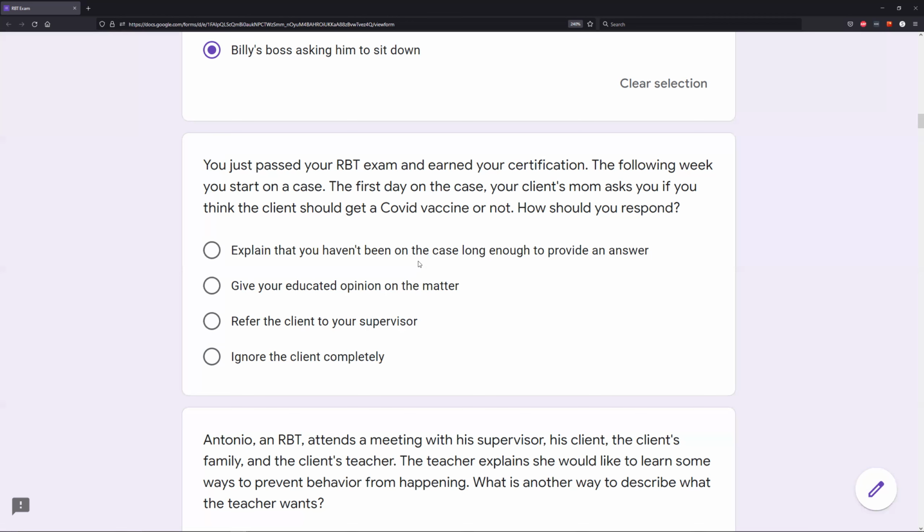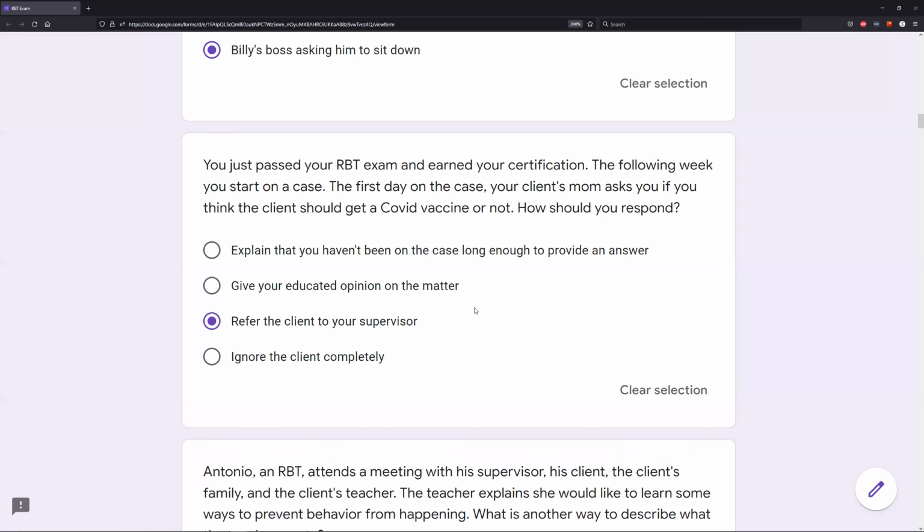So regardless of how you feel about it, right, we need to do what? We need to refer the client to the supervisor. And this is straight from our task list, right? We always communicate with our supervisor openly, especially when we're asked questions by the client, okay, specific to things like diet, vaccines, schooling, etc. So in this case, you should always refer the client to your supervisor. We don't just ignore the client.